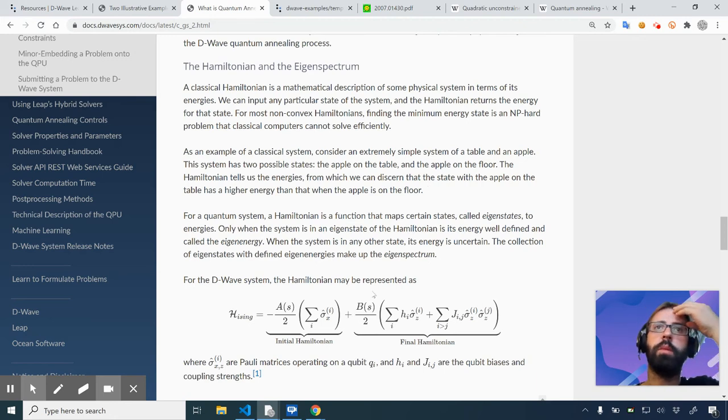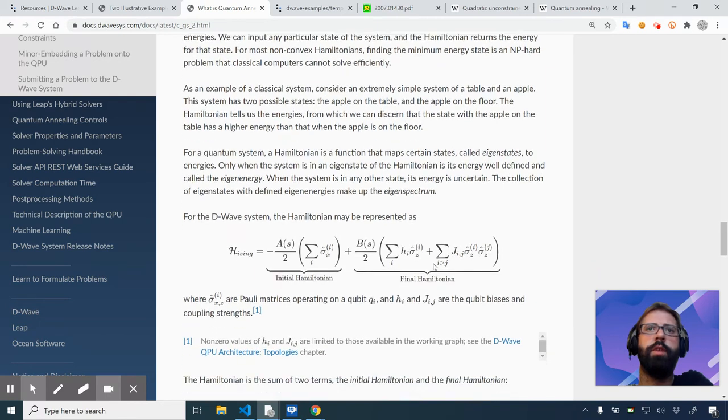For a quantum system, a Hamiltonian is a function that maps certain states called eigenstates to energies. Only when the system is in an eigenstate of the Hamiltonian is its energy well defined. Okay, yeah, makes sense. When the system is in any other state, the energy is uncertain. The collection of eigenstates with defined energies makes up an eigenspectrum.